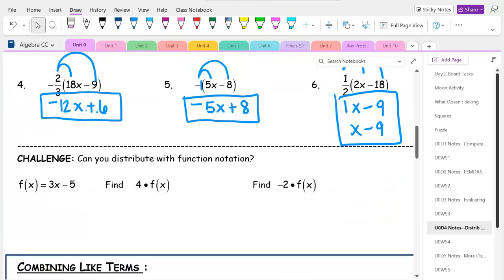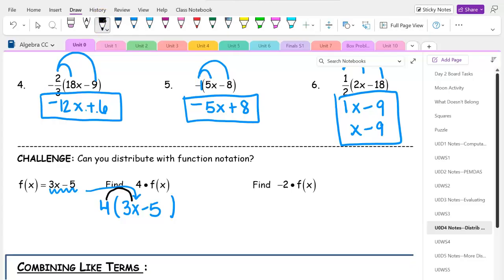All right, so now we're going to try this with some function notation. So what we're going to go ahead and do is we are given f of x. Remember, we talked about this in a prior lesson. This is now 4 times f of x. So remember, a way that we show multiplication is with parentheses. So you're going to bring your 4 down, open up parentheses, and then we're just going to take f of x and put it right here. And now this is some distributive property. So we're doing 4 times 3x is 12x, and 4 times negative 5 is negative 20.